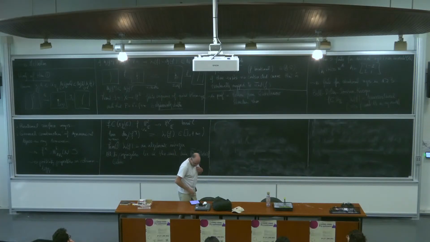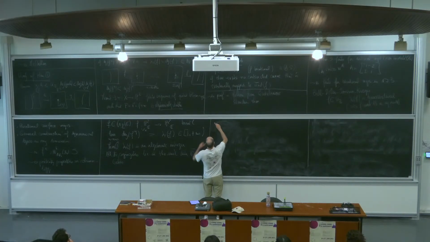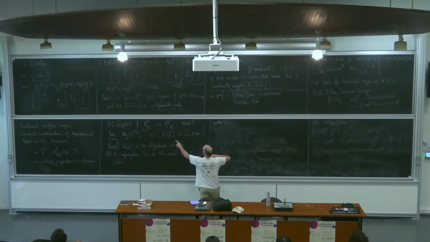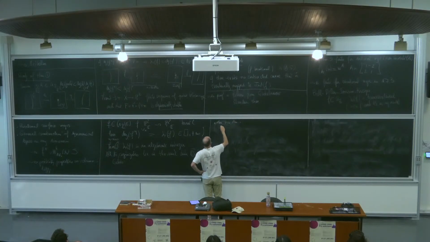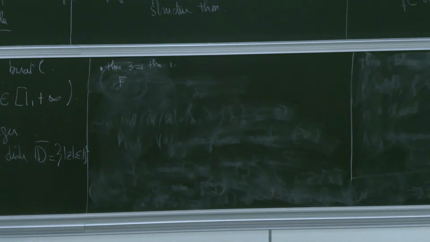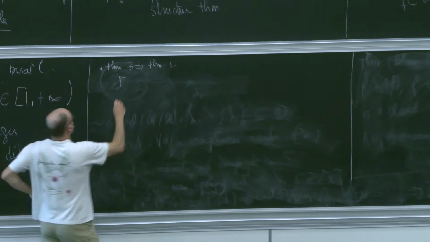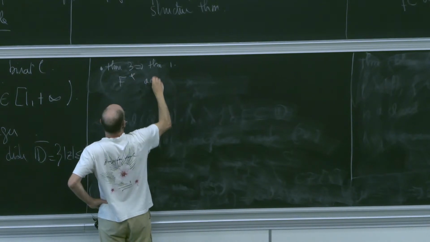So here I want to explain that Theorem 2.3 implies Theorem 1. And this is where I need to explain how the lift, which is called capital F, the lift to X, acts. So I need to explain how F acts on cohomology.